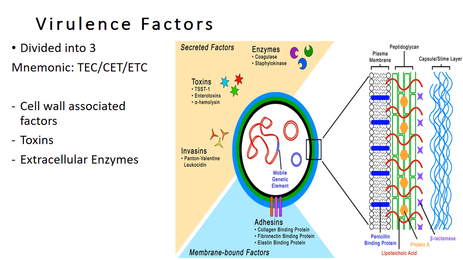Okay, so now to talk about the virulence factors of Staphylococcus aureus, we can divide them into three categories. We have the cell wall associated factors, the toxins, and the extracellular enzymes. Virulence factors are what make Staphylococcus aureus pathogenic. So when you hear of virulence factors, just think of the pathogenicity of a microorganism. You can follow my mnemonic, either TEC, CET, or ETC. This is how I like following them because that's how I put them in my head, but either way, just do what works best for you.